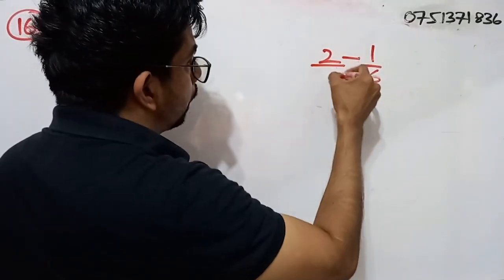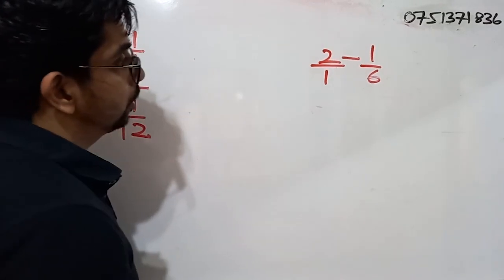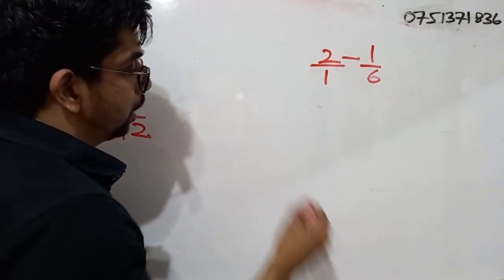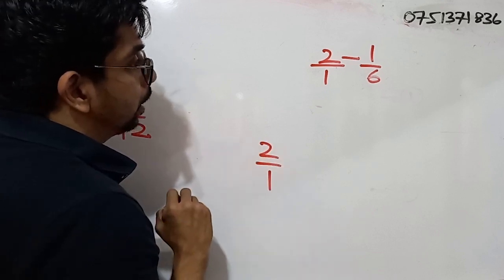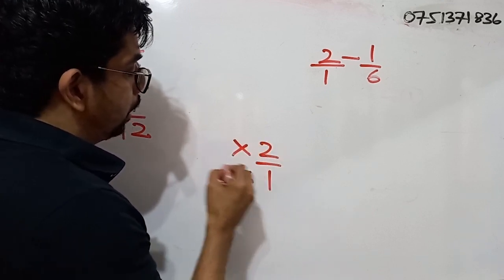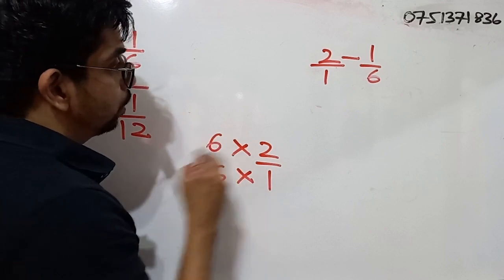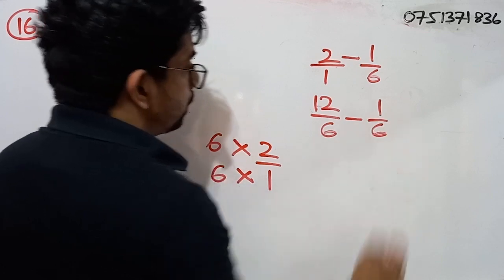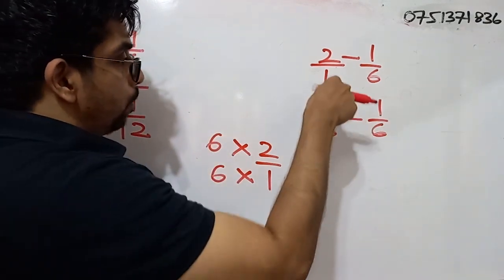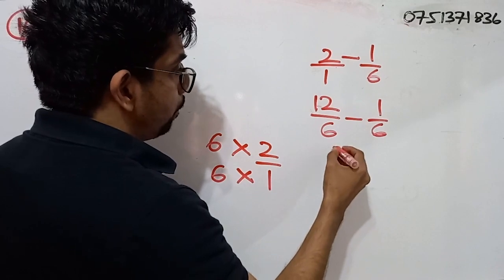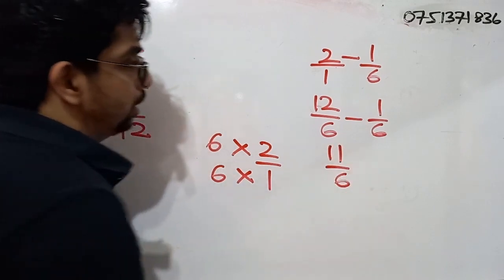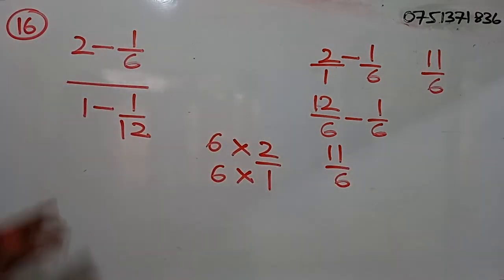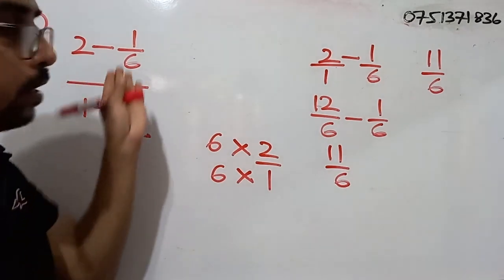So I can write 2 as a fraction. The denominator will be 1. Then what happens? 2 by 1. I have to multiply the numerator and the denominator by 6, no? So this becomes what? 12 by 6 minus 1 by 6. What's the outcome? 11 by 6. So we will write it on another place like this. So that's the outcome of the top part.